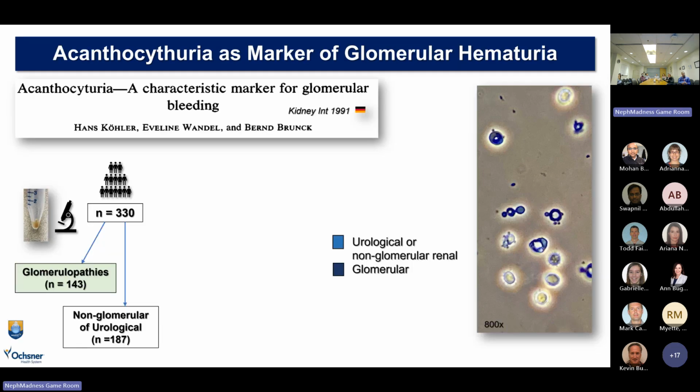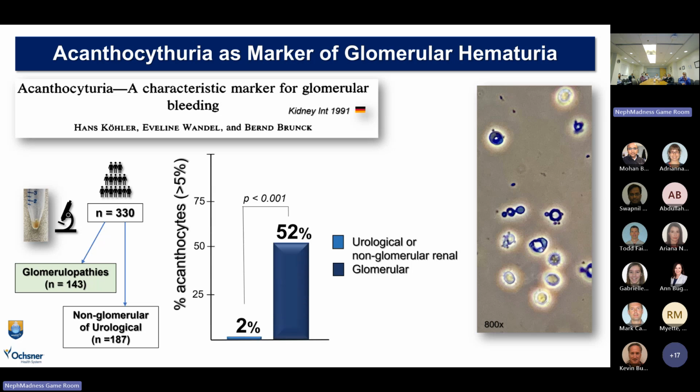And this is the seminal report by Hans Köhler, 1991. He used, of course, phase contrast, very popular in European hospitals. In his cohort, he took 330 patients that had either a glomerular disease or a non-glomerular or urological disorder, including patients with nephrolithiasis or bladder tumors, and essentially tried to show if these acanthocytes are specific for a glomerular condition.